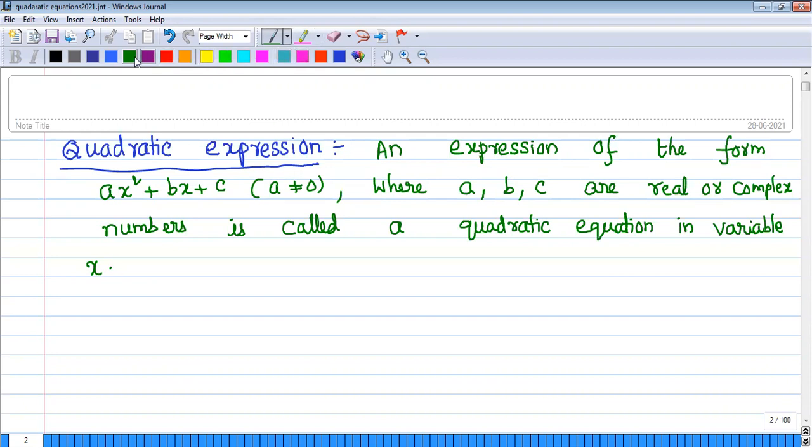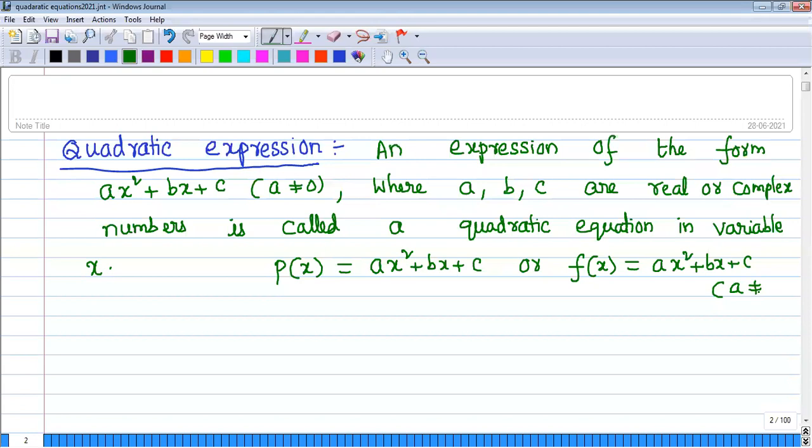Generally, we write like this quadratic expression P of x is equal to ax square plus bx plus c. Or in some textbooks, it may be written f of x also, function of x, ax square plus bx plus c. Here condition a should not be equal to 0. In 10th class level, generally we use p of x. If you go for higher classes, intermediate, generally we say f of x. Right now, in this chapter, I use f of x only.